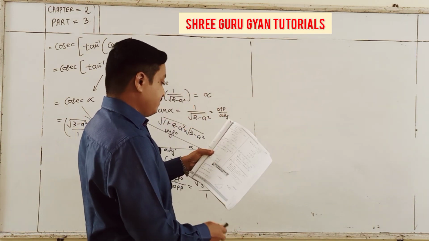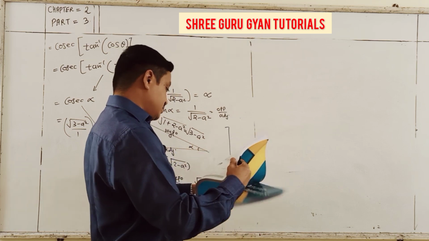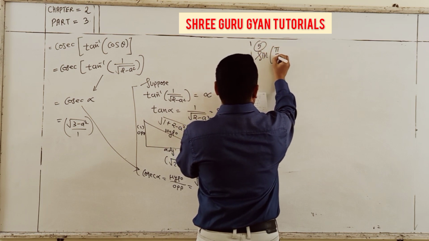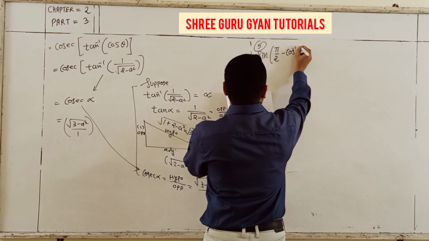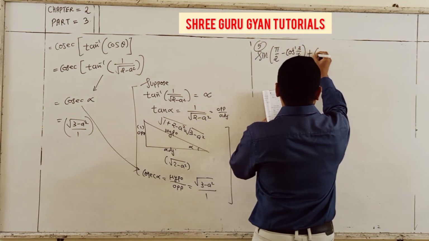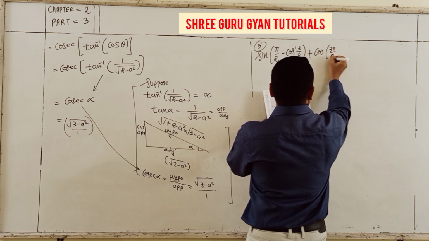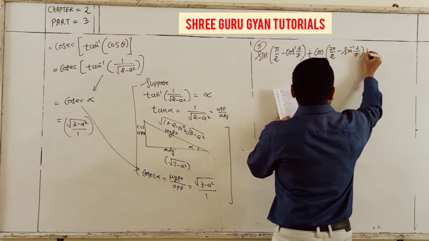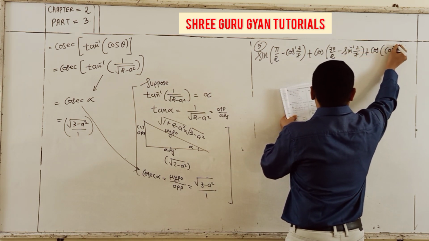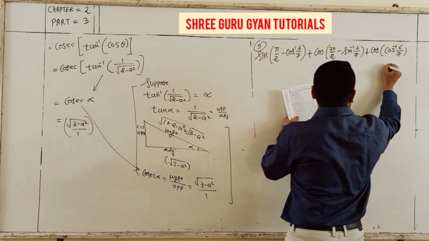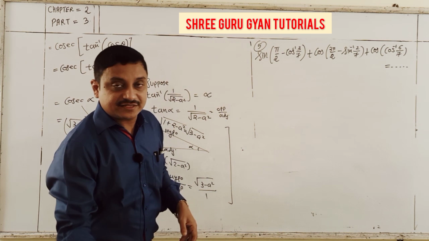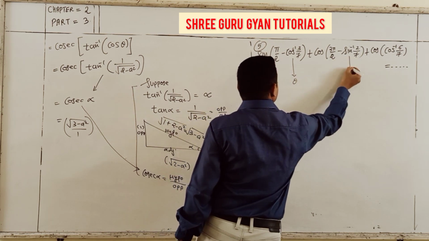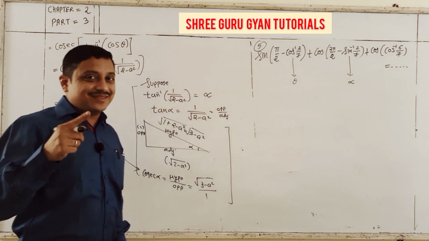Question number 5. 4 done, no? Fifth is sine of pi by 2 minus cos inverse 3 by 7. Next, cos of 3 pi by 2 minus sine inverse 2 by 7, and last, cos of cos inverse 6 by 7, and find the answers. So very easy. Here I assume theta, here assume alpha, and describe the solutions.